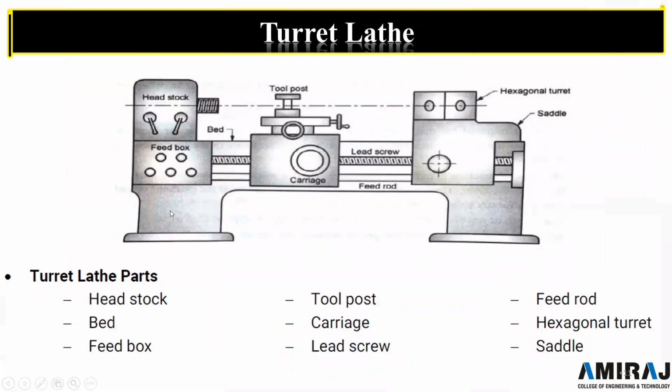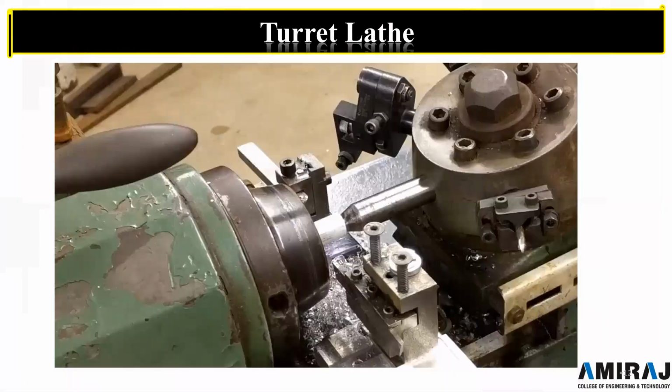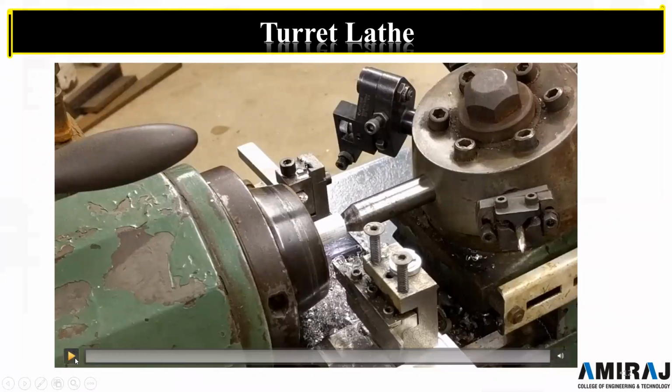So these are the parts of the turret lathe. The difference is that instead of a ram there is one hexagonal turret fixed on the saddle and the complete saddle can be moved. Now let us see one video regarding the turret lathe machine.